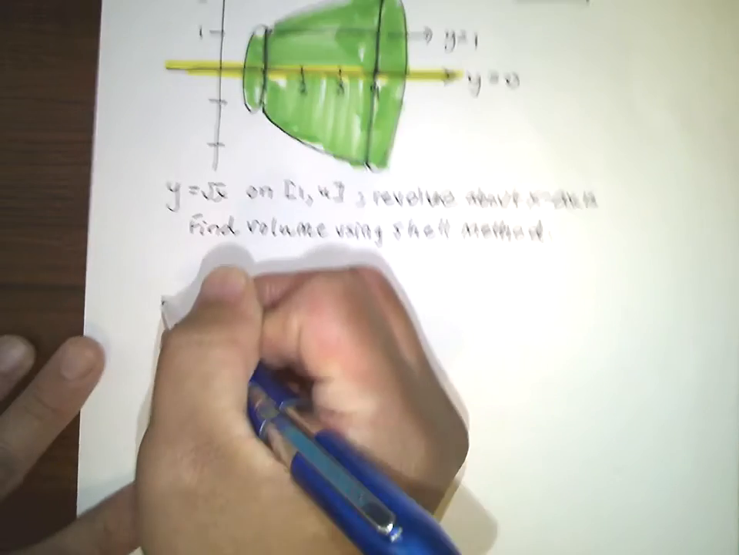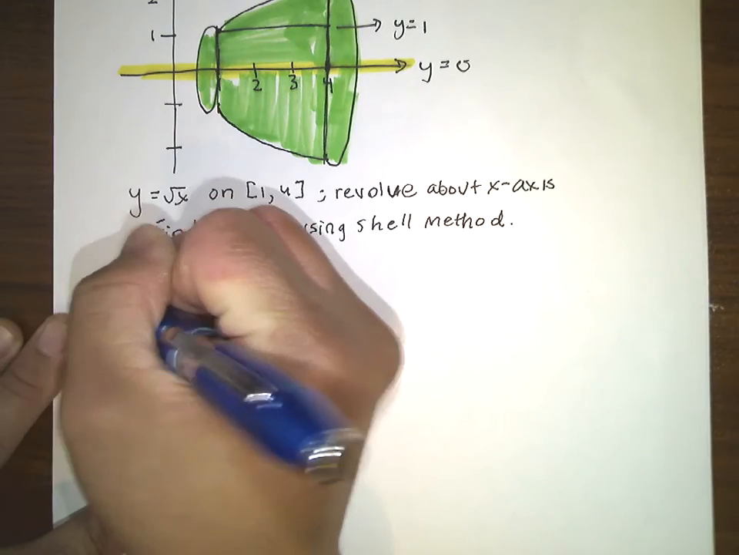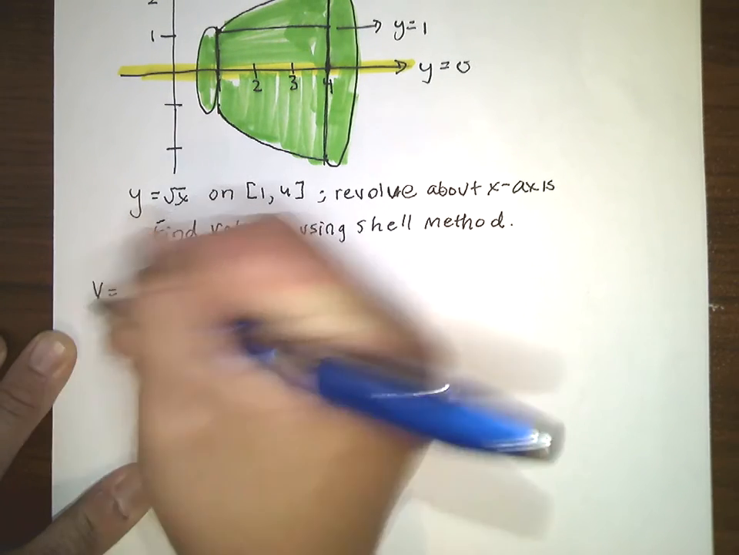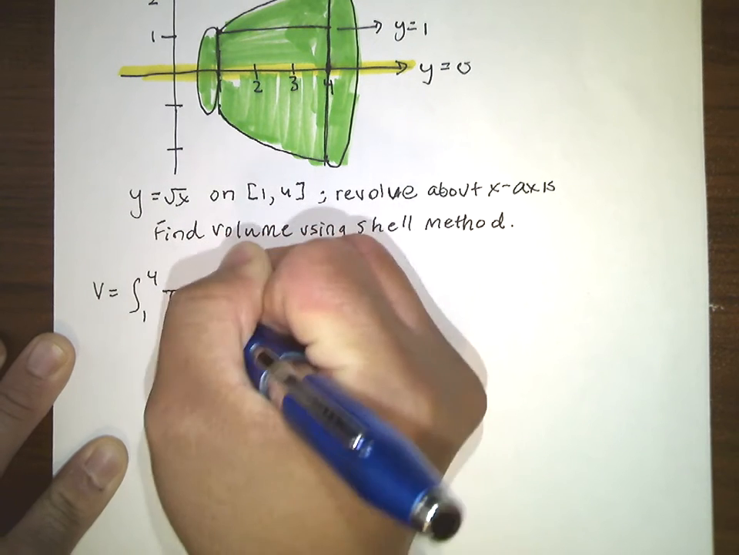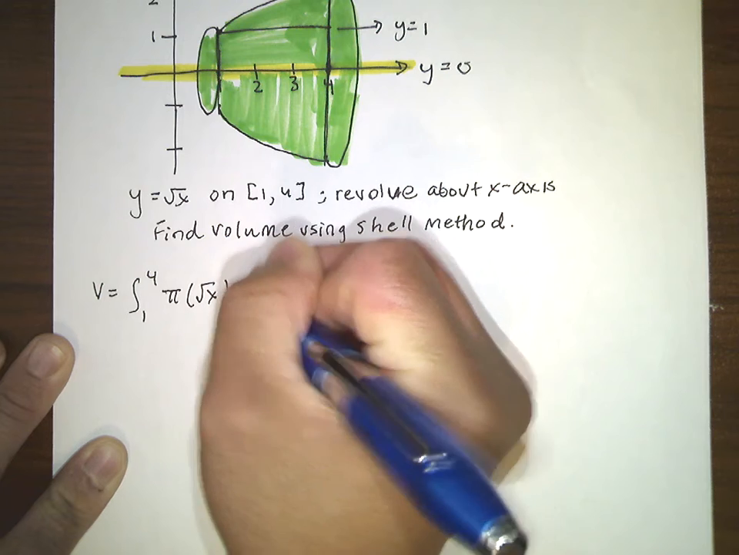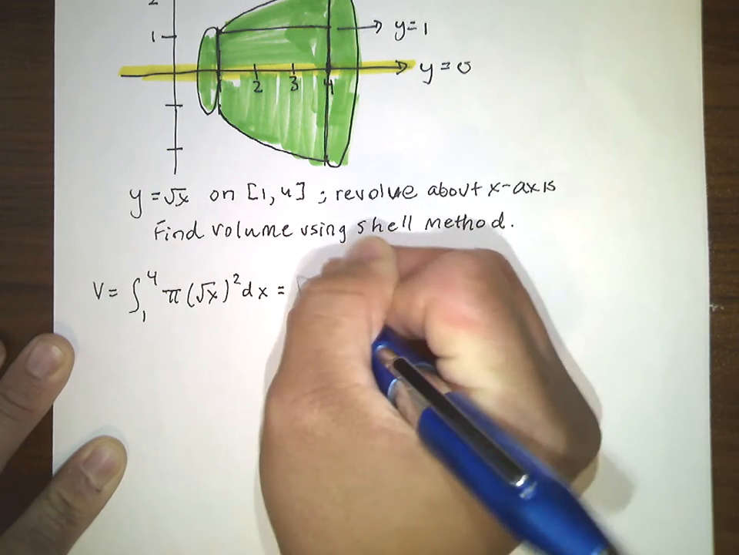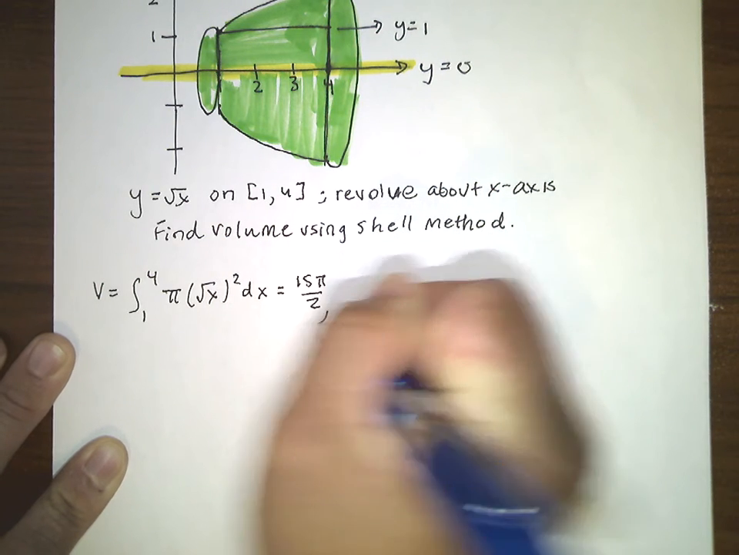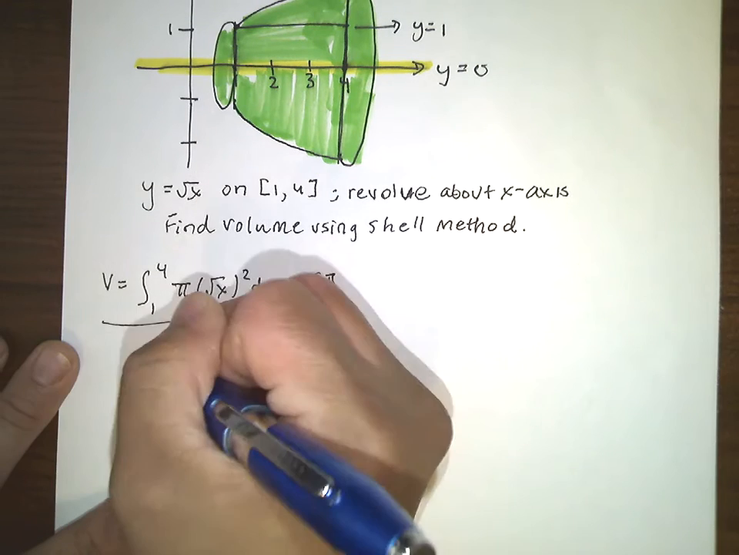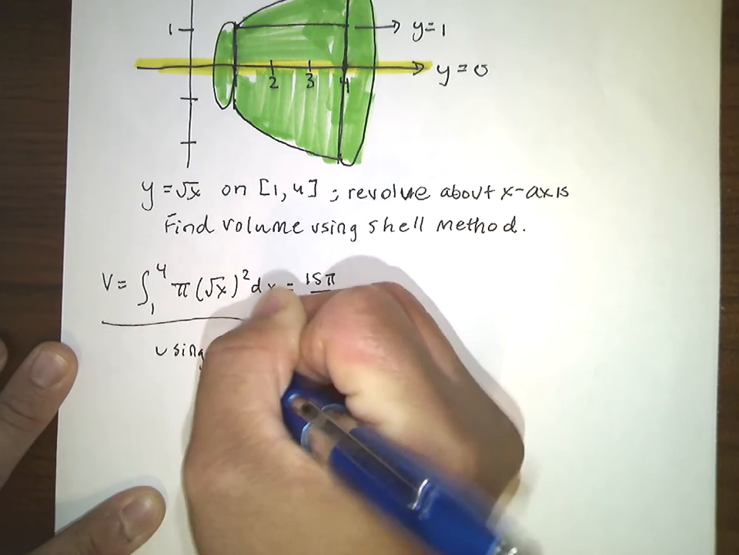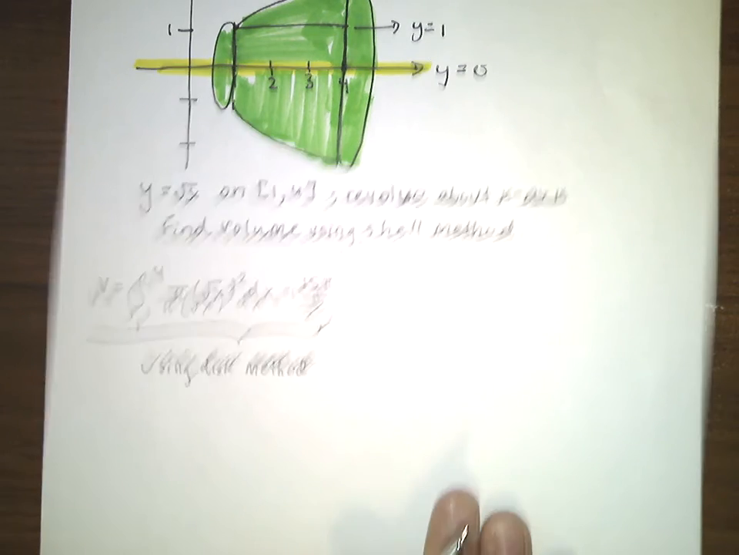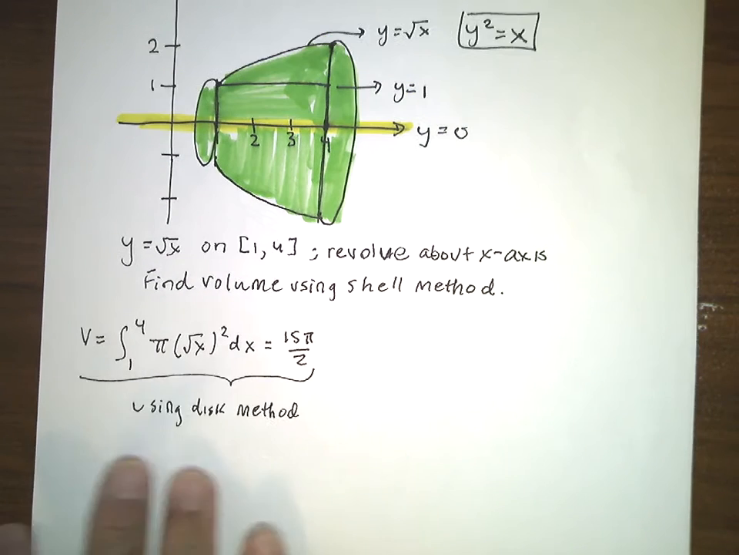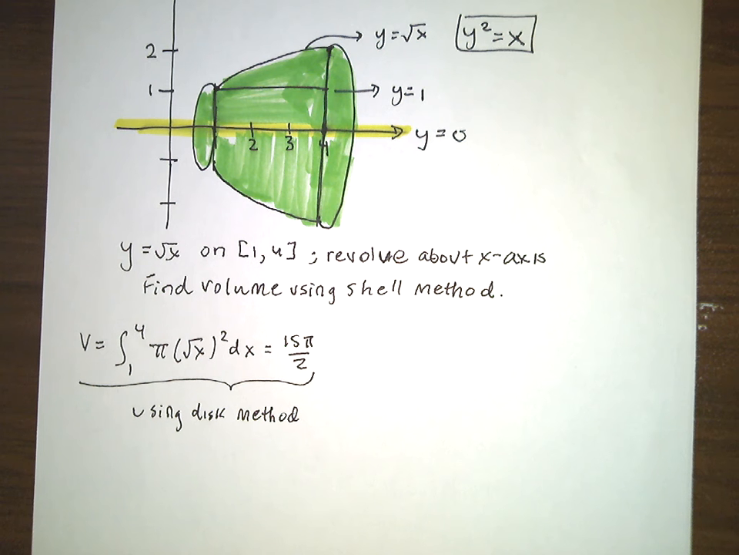The volume using the disk method is the integral from 1 to 4 of pi times the square root of x squared dx, which works out to 15 pi over 2. So this is what you would get using the disk method. Let's use the shell method here just to verify that you would get the same result.